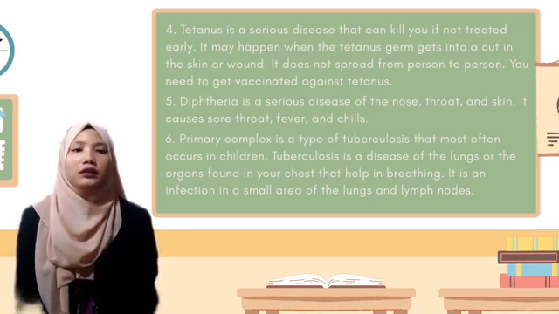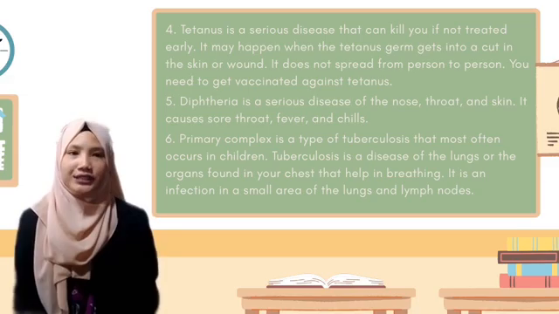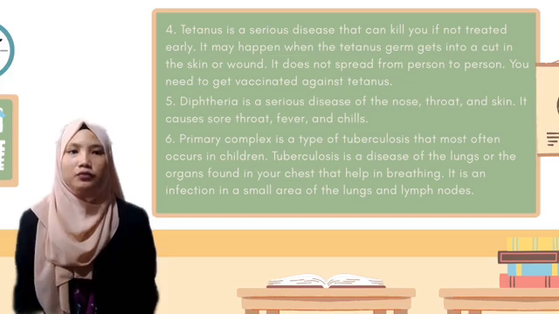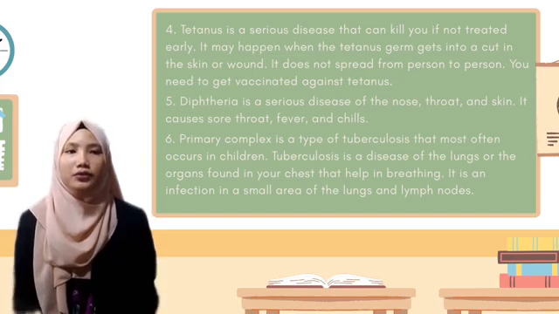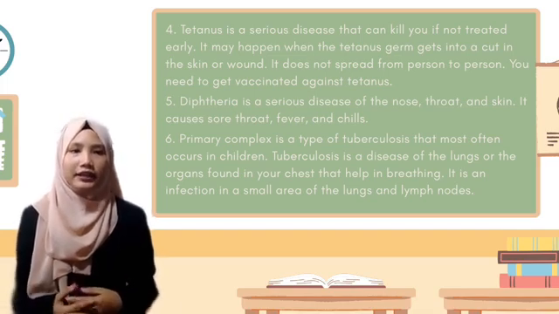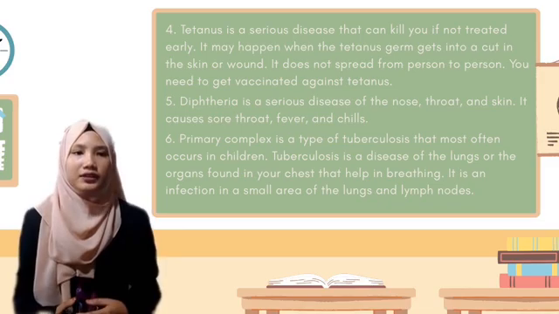So lastly naman na common childhood disease naman is yung primary complex. So, primary complex is a type of tuberculosis that most often occurs in children. And tuberculosis is a disease of the lungs or the organs found in the chest that help in breathing. It is an infection in a small area of the lungs in lymph nodes.